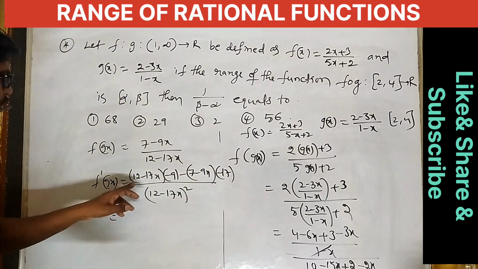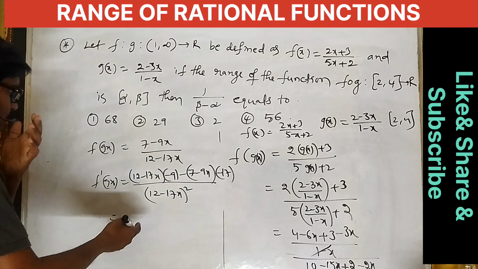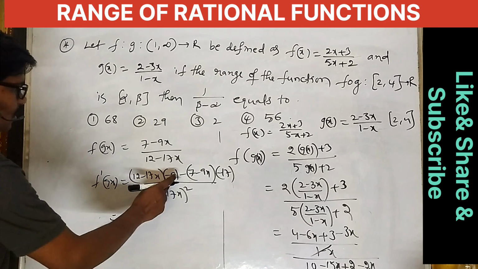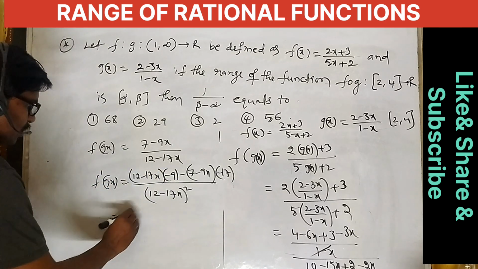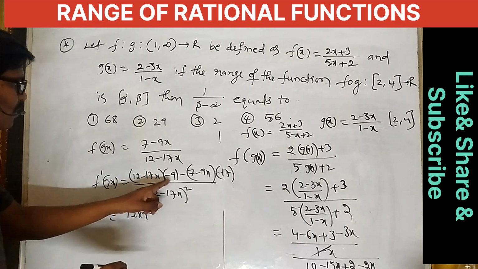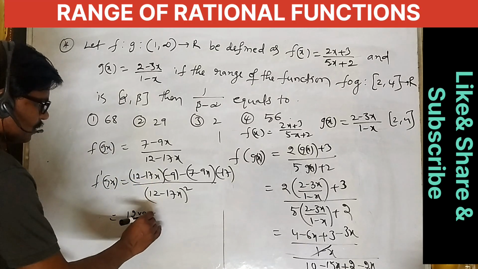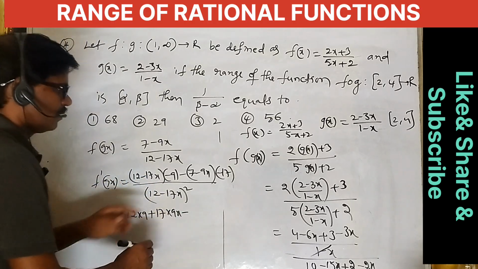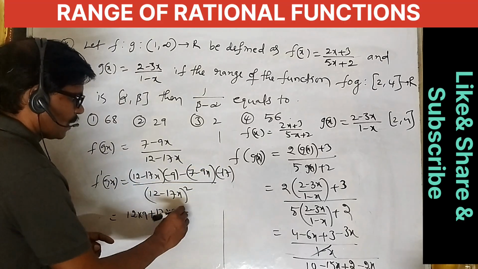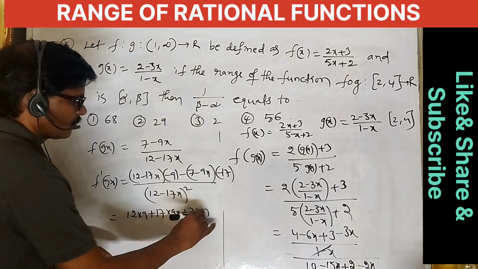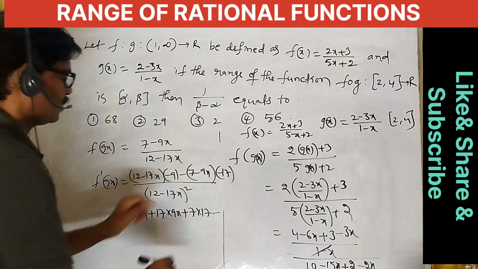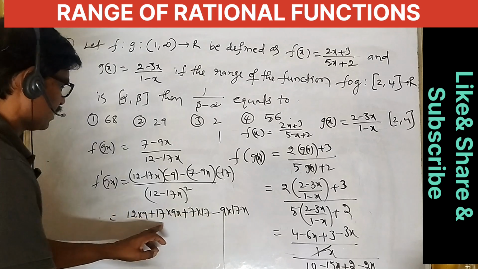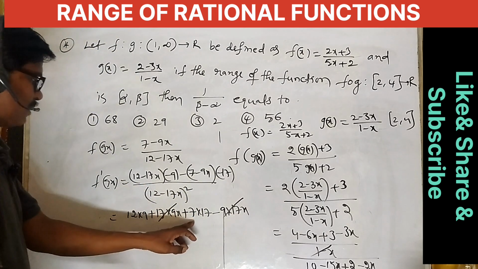Okay, simplify this one. Equal to 9 into 12, 9 into 12 into minus 9, minus 17 into 9 into x, minus into minus plus 17 into 9x. Next minus of 7 into this one, minus into minus is equal to plus 7 into 17, and minus 9 into 17x. 9 into 17x, both cancel here, 17 into 7.